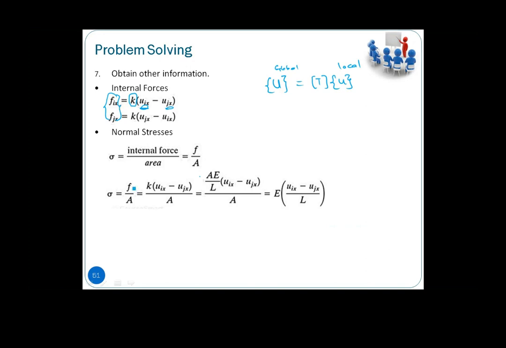Of course, if you see, this F over A is actually K U, U_ix minus U_jx, which also equals AE over L times (U_ix minus U_jx). Then it's actually E, if you still remember, our strain. So our strain again is E. Here is the deformation of one particular member, delta L over L. This deformation is along that particular member itself, U_ix minus U_jx, all along the x itself. So we can determine the stress also in this case.